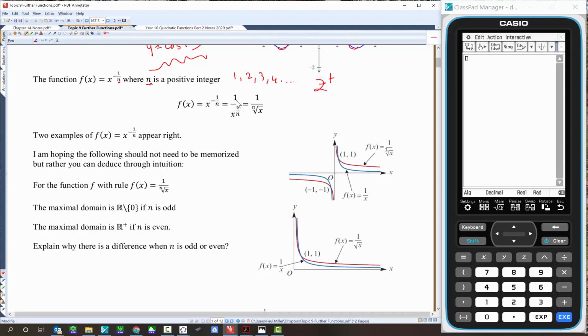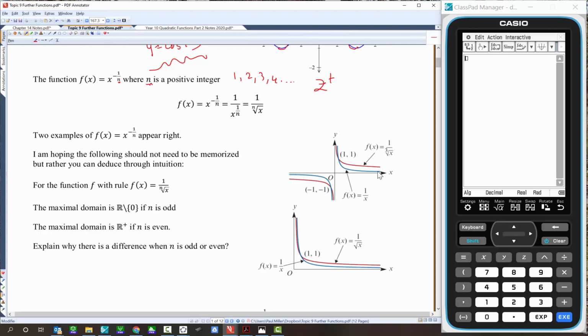So if I write it as 1 over x to the power of 1 on n, and 1 over the nth root of x, what that allows me to do is visualize it a little bit better. So I've got two examples that appear. Okay, so this one here is 1 over the third root of x. What it does, you'll note, is it looks very much like a hyperbola.